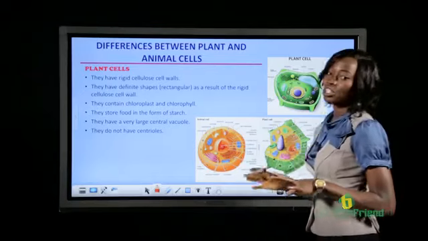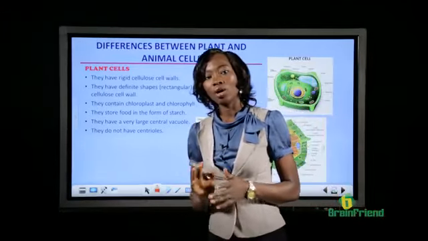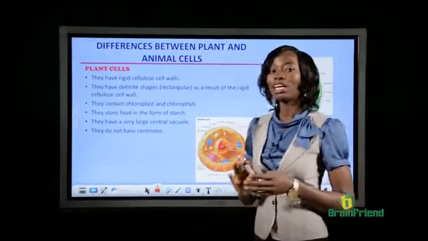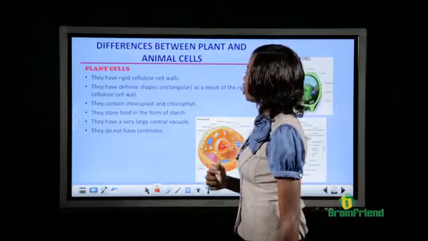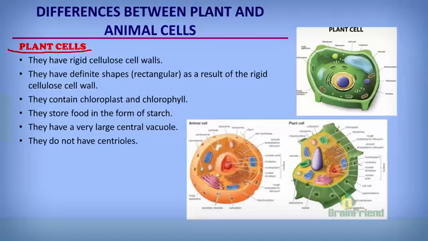So quickly, we want to differentiate between plant and animal cells. All of these are multicellular organisms, but there are slight differences within their cells. We'll take a look at plant cells first. Plant cells have rigid cellulose cell walls. Remember, they have cell walls made of cellulose, and it is rigid. They also have a definite shape. Plant cells are usually rectangular. They are mostly rectangular. So they have a definite shape because of the rigid cellulose cell wall.